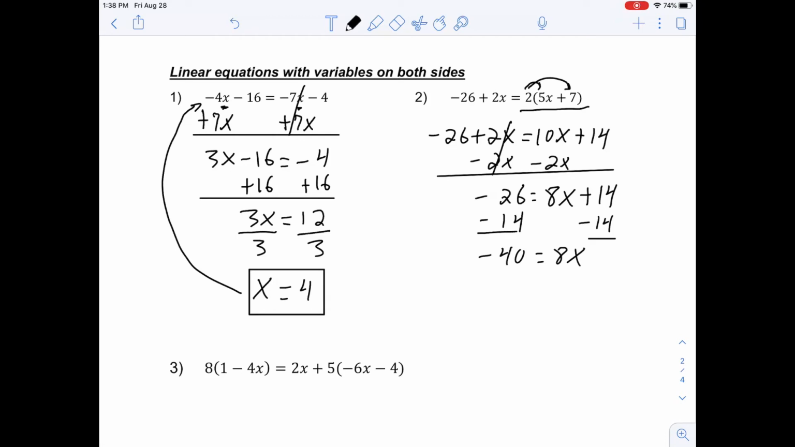So now I want to get the x by itself. So I have 8x, which is multiplication. So I'm going to divide both sides by 8. And then that gives me x is equal, oh, excuse me, let me fix that, negative 5 is equal to x. And again, whether I write it this way or if I write x is equal to negative 5, it doesn't make a difference. It means the same thing.